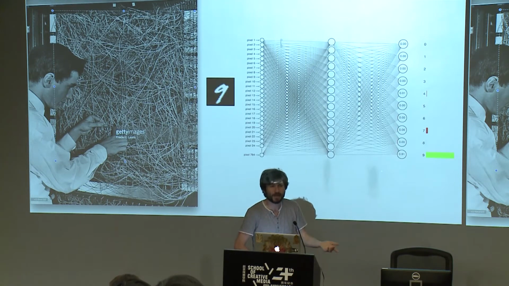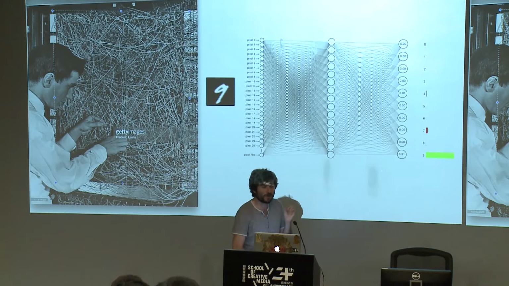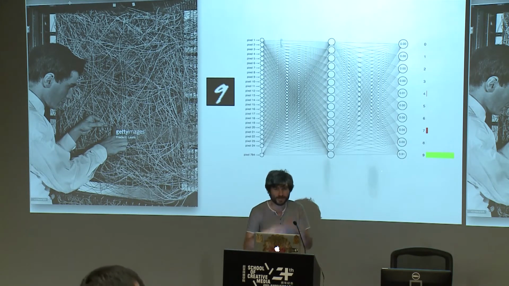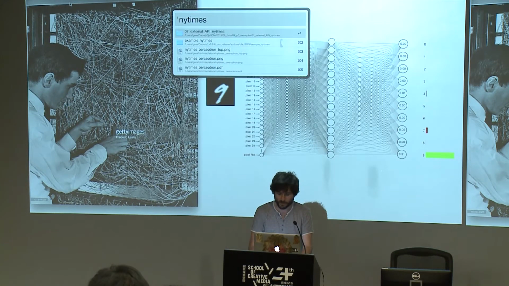Like this is microscopic now. You couldn't even see it with a naked eye. And when we first saw this in 1957, the whole world became very excited for the first time about AI. So this was the New York Times, what they wrote about it.